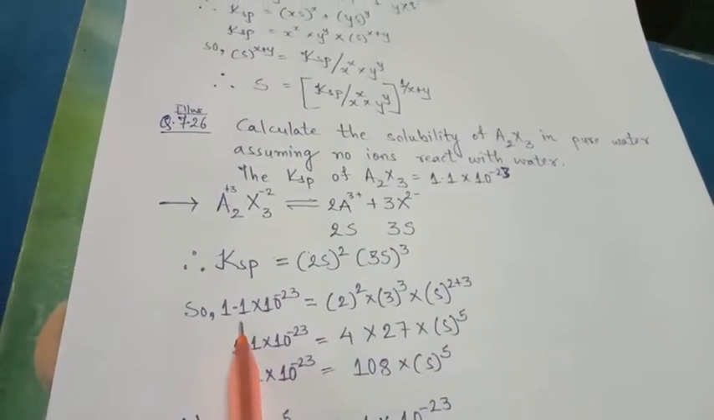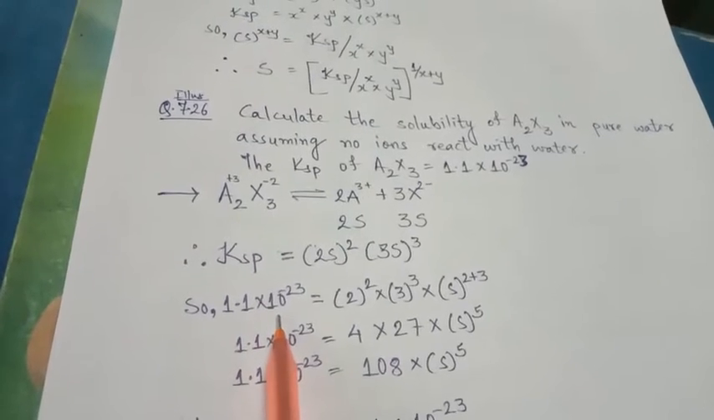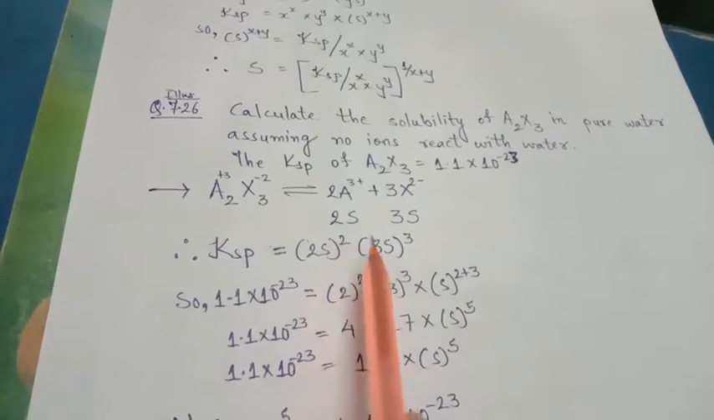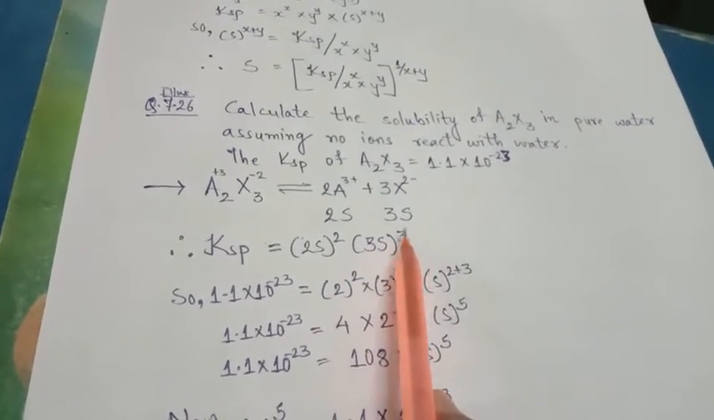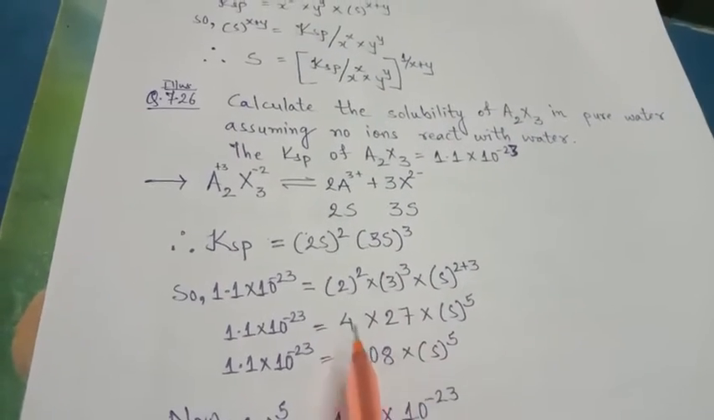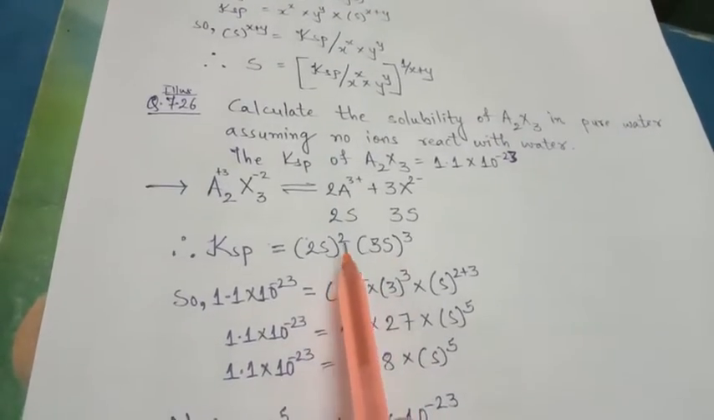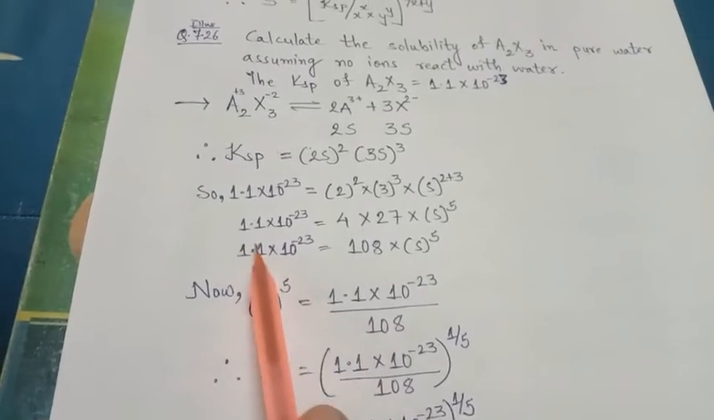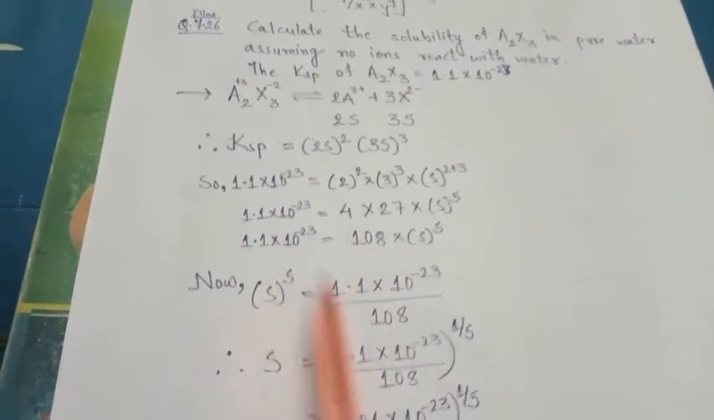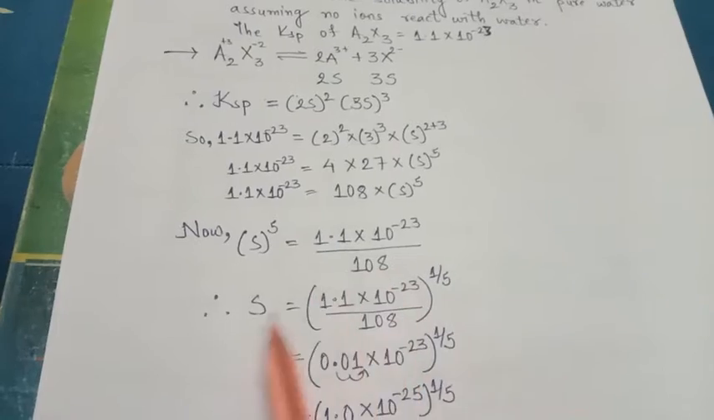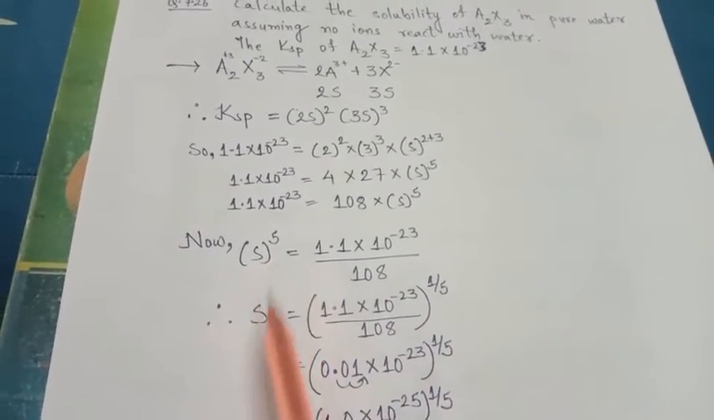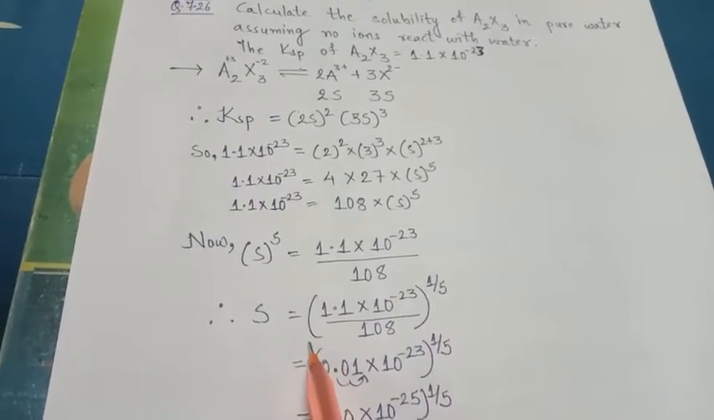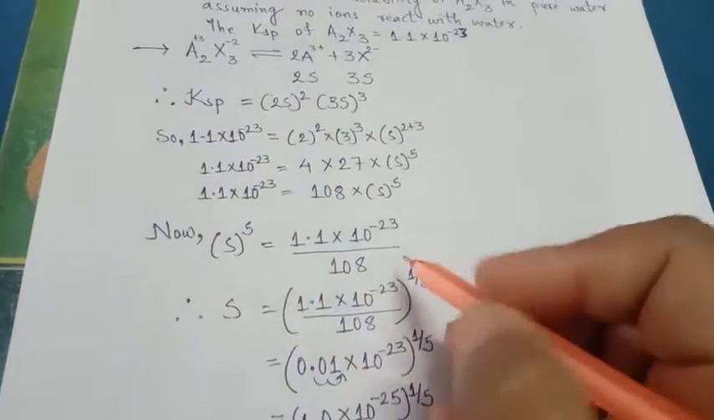Now already Ksp is given, 1.1 into 10 raised to minus 23. Here what it will be: 2 into 2 raised to 2, so 2 2s are 4; 3 raised to 3, 3 3s are 9, 3 9s are 27. 27 into 4 is 108, S raised to 2 plus 3, that is 5. So S raised to 5 is equal to 1.1 into 10 raised to minus 23 divided by 108. As I told, this is raised to 5. So S is equal to the 5th root of the whole value. Taking the 5th root of the whole value, we can write it like this.